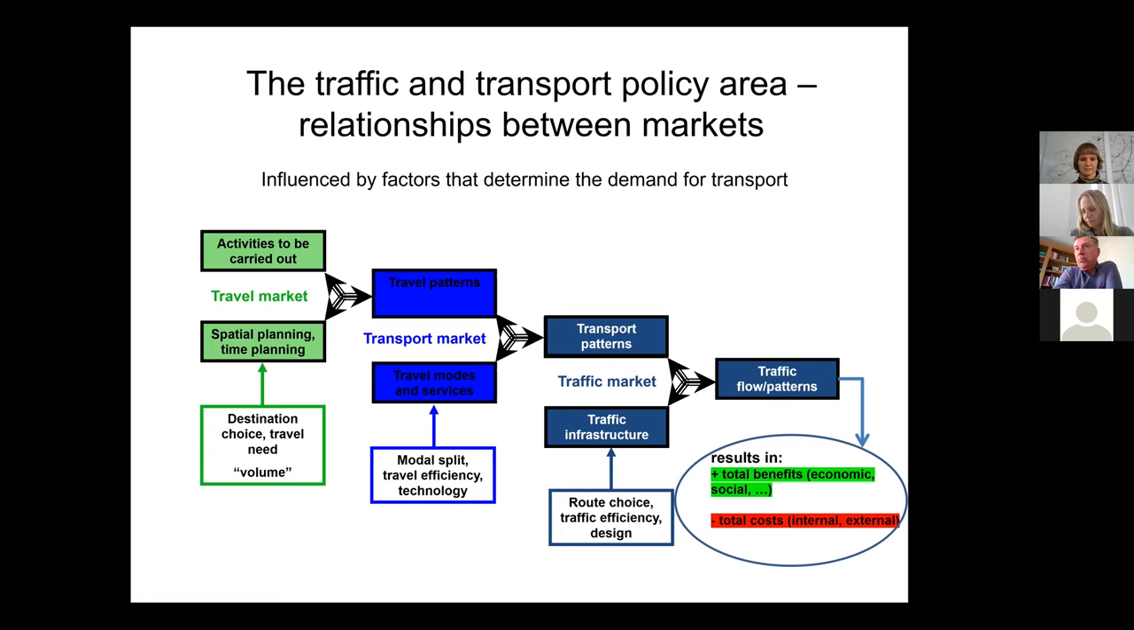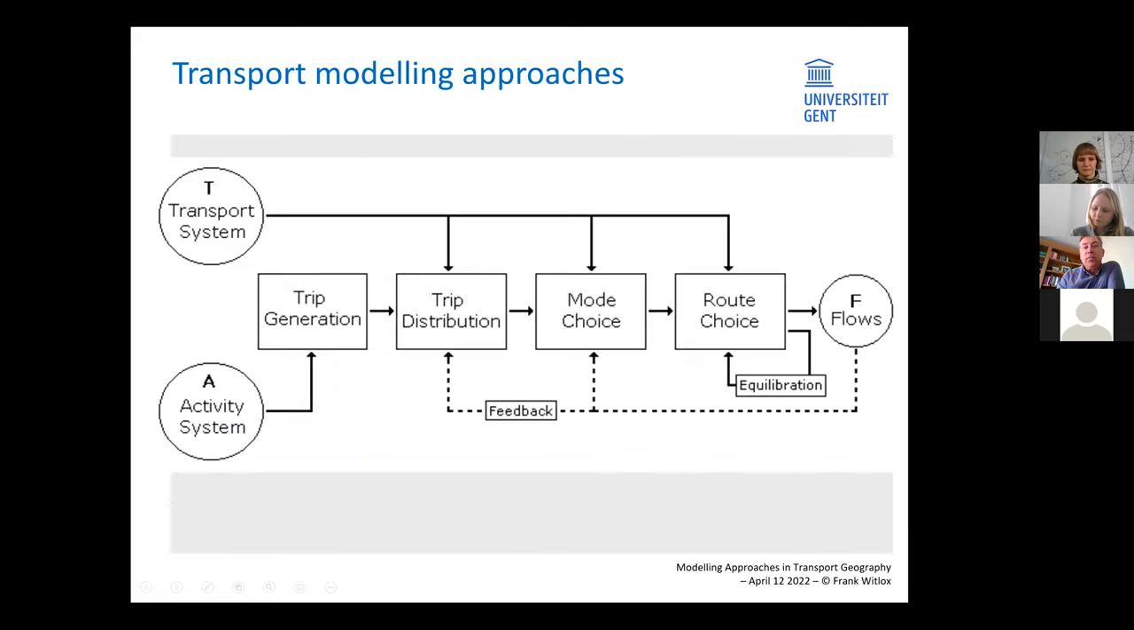Usually travel is regarded as a disutility, but participating in activities is considered a utility, but it also comes at a certain cost: the cost of simply the fare, but also internal costs and also potential external costs. Now, if we look at these three different markets, then we see that the four-step model clearly fits with these different types of markets.